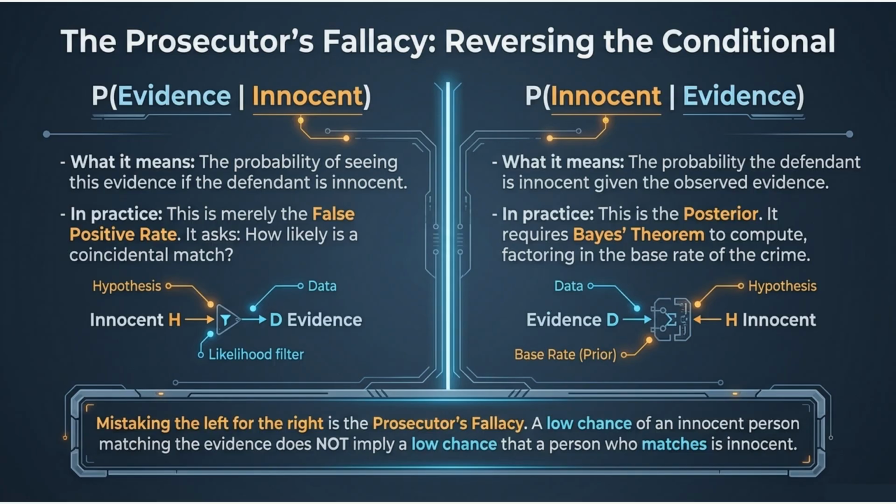The prosecutor's fallacy reverses the conditional. Left side, P of evidence given innocent, the false positive rate. How likely is a coincidental match if the person is innocent? Right side, P of innocent given evidence, the posterior. That requires Bayes' theorem and the crime's base rate. Mistaking the left for the right is lethal. A low chance that an innocent person matches the evidence does not imply a low chance that a person who matches is innocent.